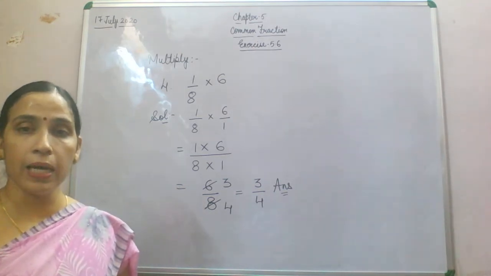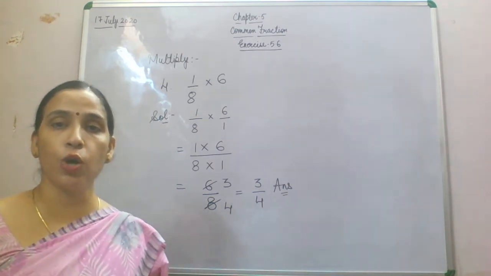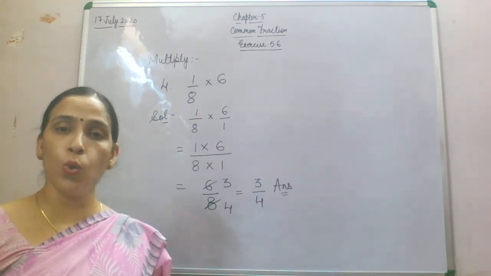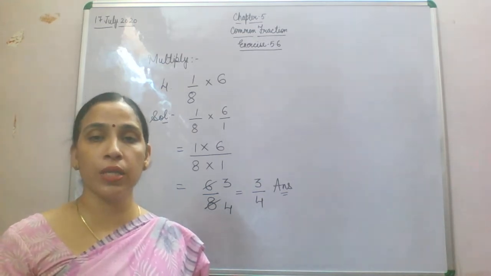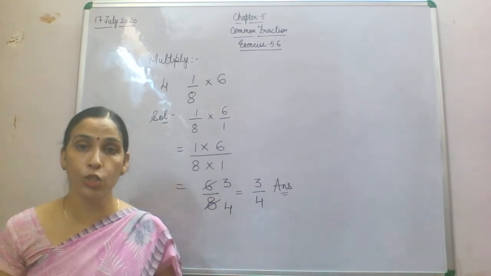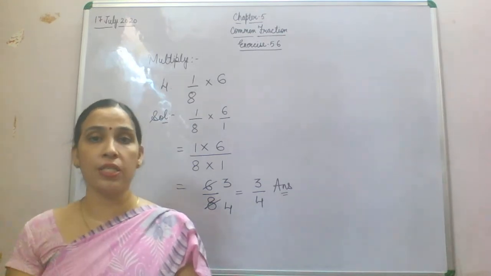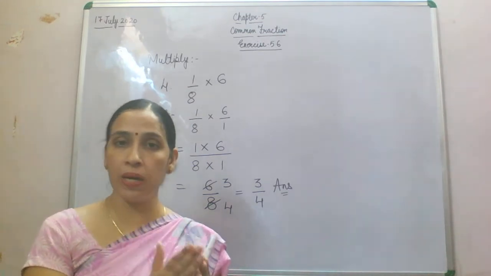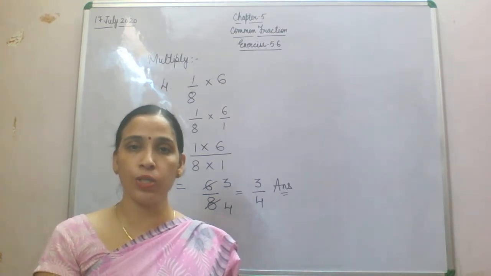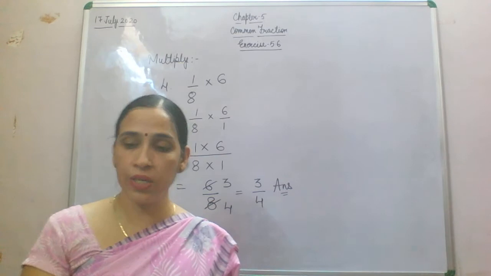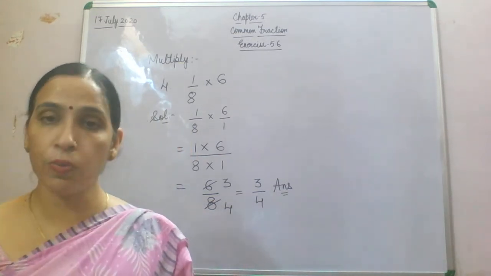So children, I hope these first 4 questions, which are multiplication of a unit fraction by a whole number, are clear to you all. Now we'll come to question number 5, which is multiplication of a proper fraction with a whole number. We'll see 1, 2 questions, and the rest of the questions we'll do tomorrow. So children, let's start that kind of question.